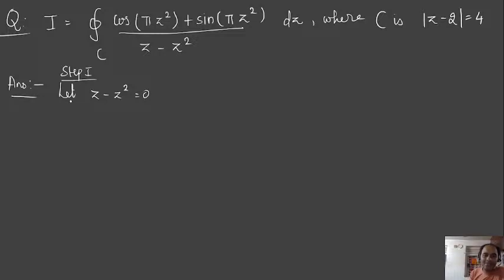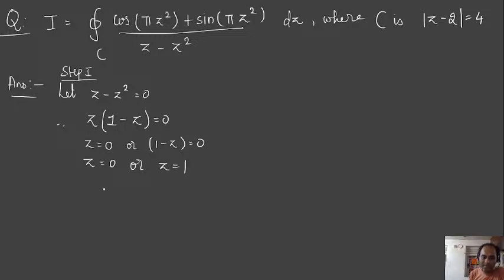Let z minus z square equals to 0. Therefore z, when you take it out, it is z times 1 minus z is equals to 0. So z is equals to 0, or 1 minus z is equals to 0. So z equals to 0, or z is equals to 1. So you write z1 equals 0 and z2 equals to 1. We are now supposed to check who are inside the circle.